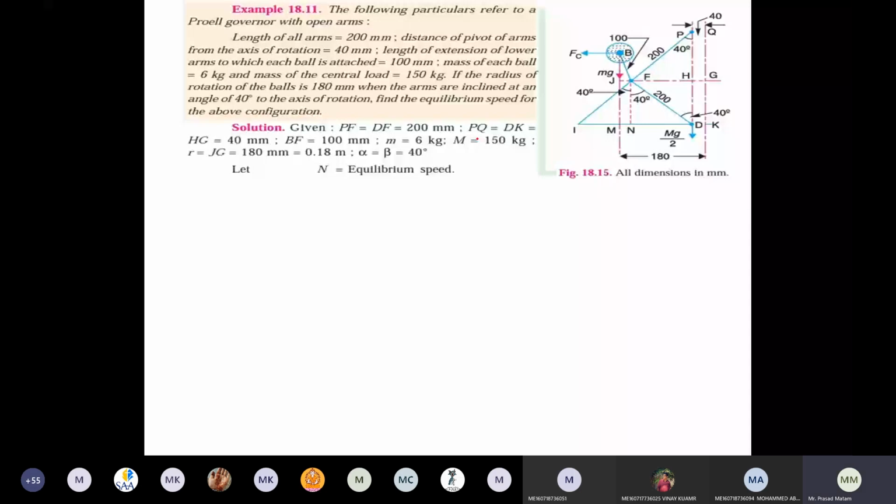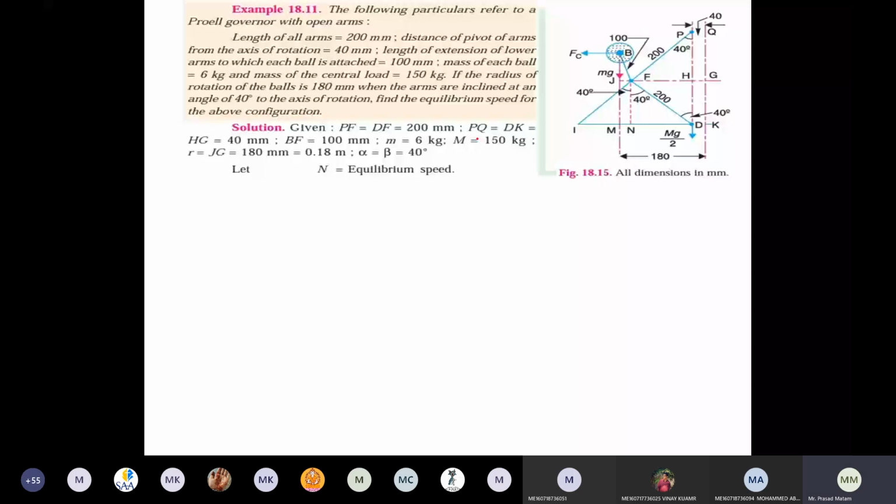So this is the problem. The following particulars refer to a Porter governor with open arms. Length of all the arms is 200 mm. Distance of pivot of arms from the axis of rotation is 40 mm. Length of extension of the lower arms, to which each ball is attached, is 100 mm. Mass of each ball is 60 kg. Mass of central load is 150 kg. If the radius of rotation of the ball is 180 mm when the arms are inclined at an angle of 40 degrees to the axis of rotation, find the equilibrium speed for the above configuration.